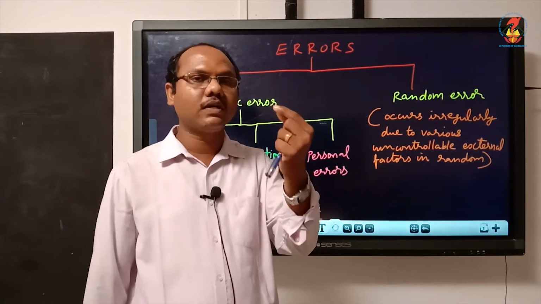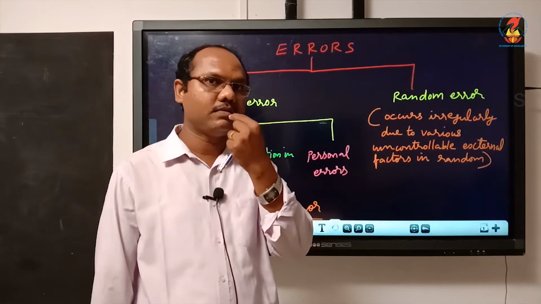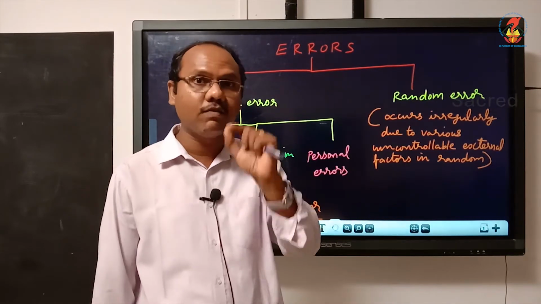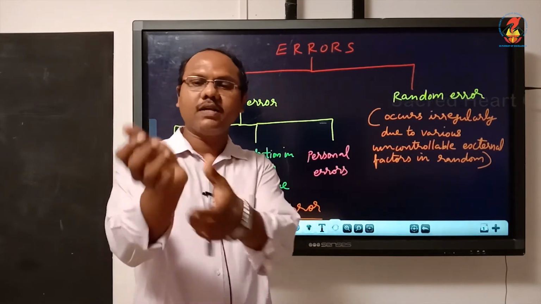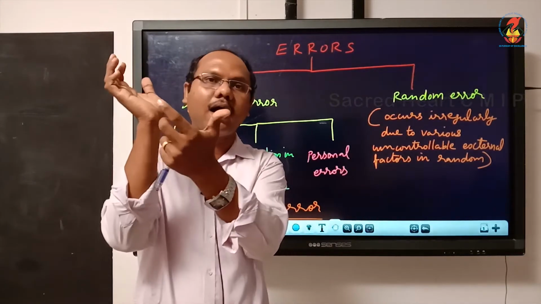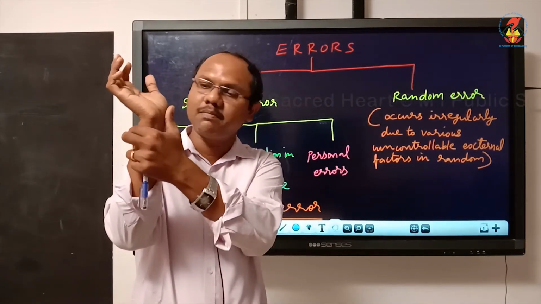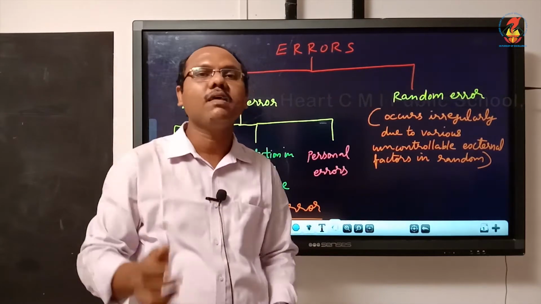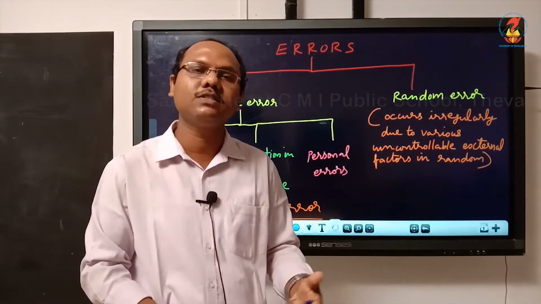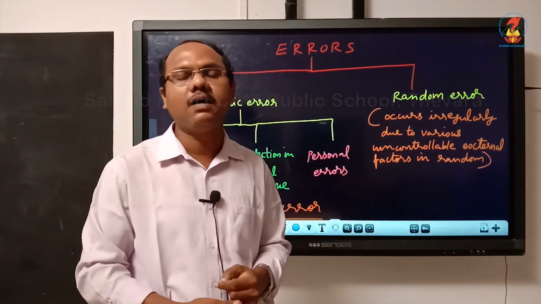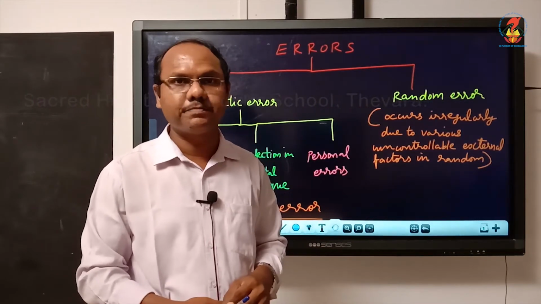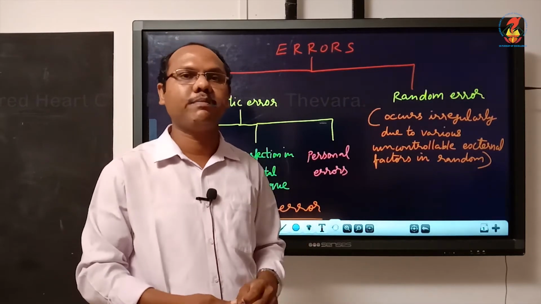So you keep the thermometer below your tongue. That will give you the correct temperature. Or you have to keep it in the other part of the body which gives correct temperature, which is here. But keeping the thermometer there is not possible, so we will keep it under the tongue. So that is imperfection in the experimental technique.